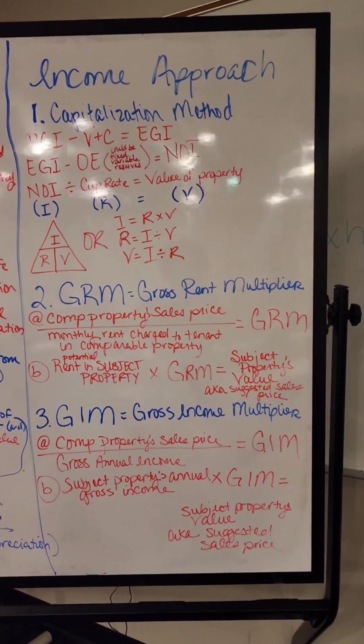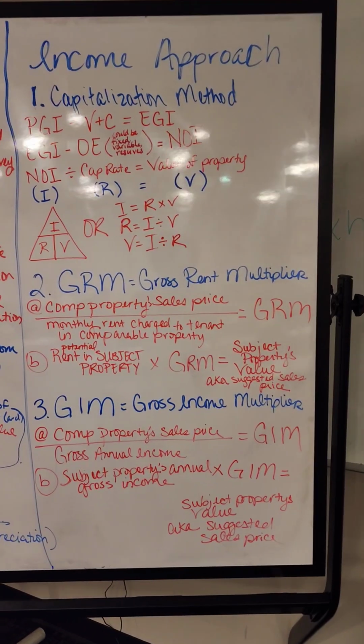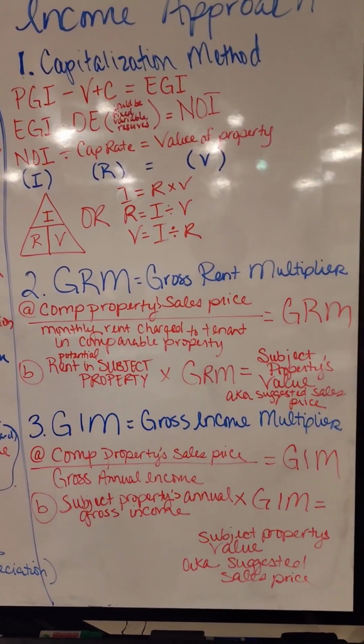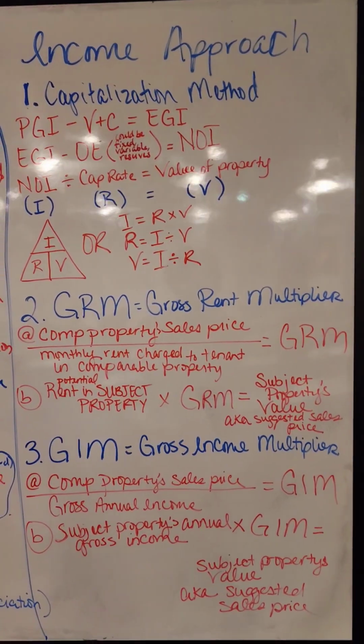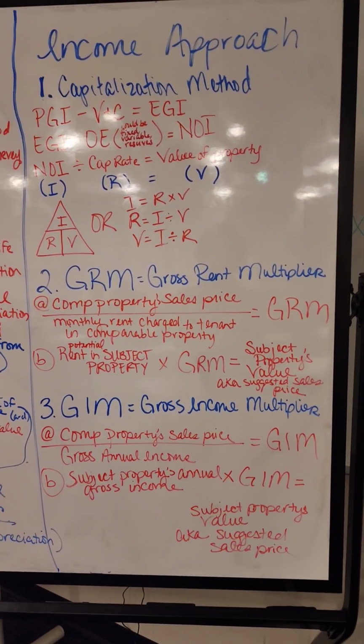Last, we have the income approaches. So when we think about the income approach, this is usually for commercial properties. The capitalization method is looking at what a building could make within a year typically, and it's taking into account all of the factors.